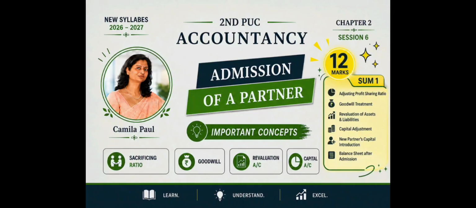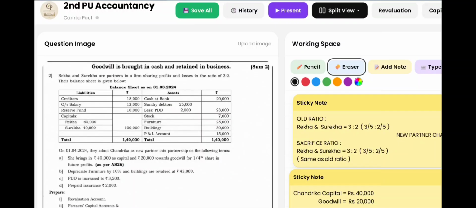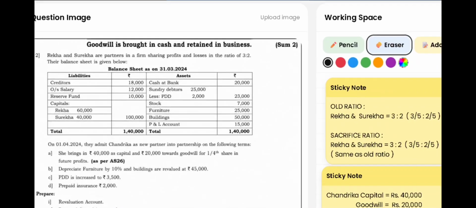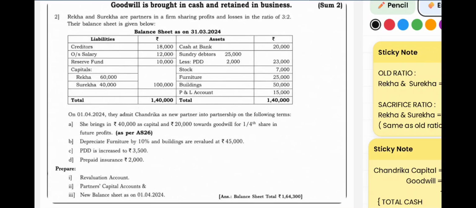Today, under admission of a partner, we are going to see yet another sum under the goodwill treatment where the goodwill is brought in cash and retained in business with a different adjustment. So, this is a second sum we are going to work out under this goodwill treatment. Now, let us see the sum under this.